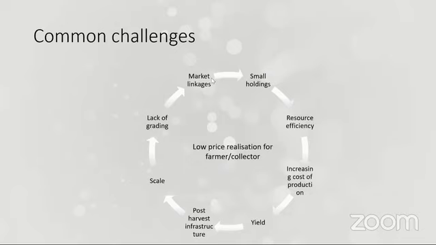Because of this smaller land holding, the scale is not much. The other part is that some of the farmers are aware of good agricultural practices, but the traditional farming methods are still common across India. For example, excessive use of fertilizer and non-efficient use of water all lead to problems of resource efficiency and escalate cost.